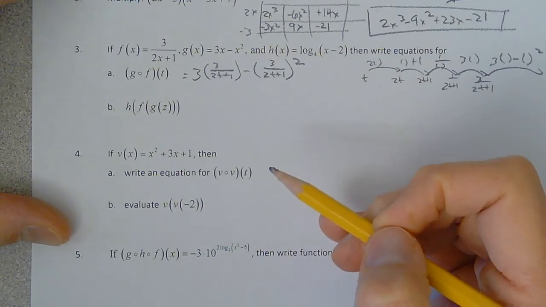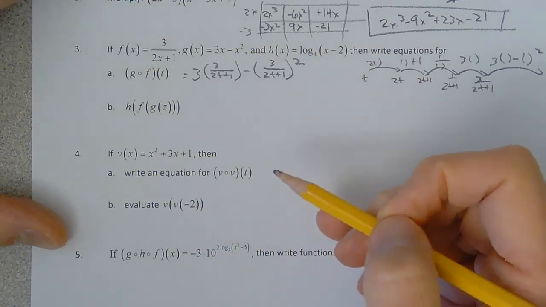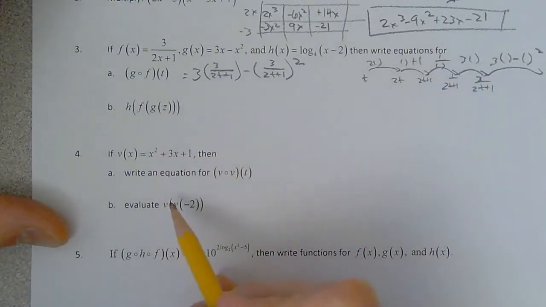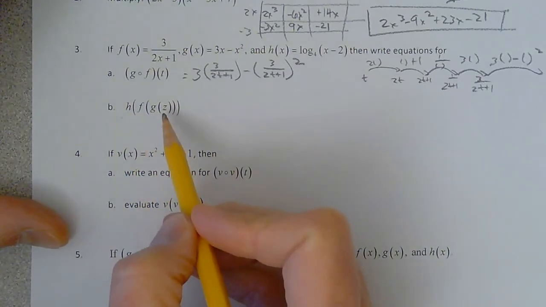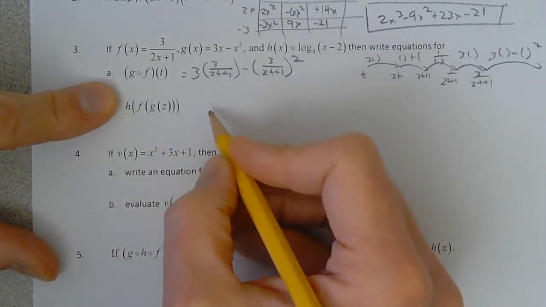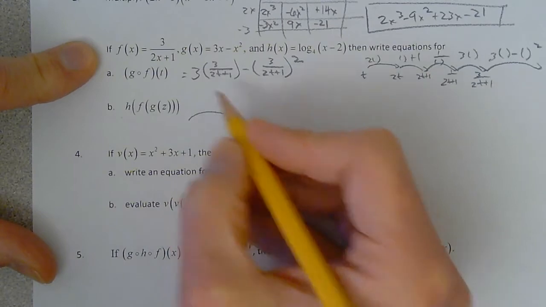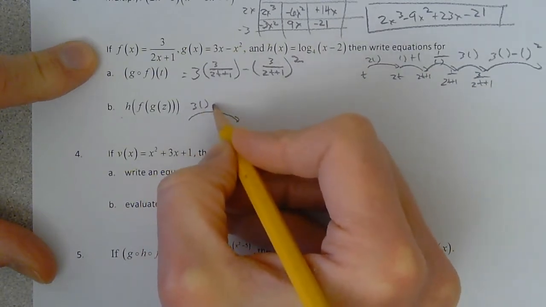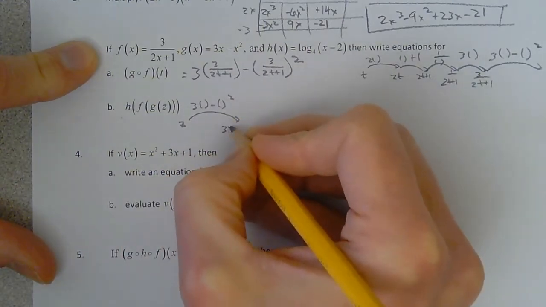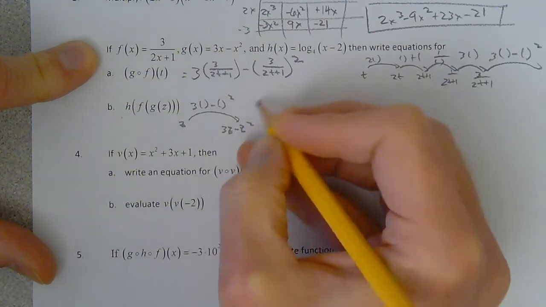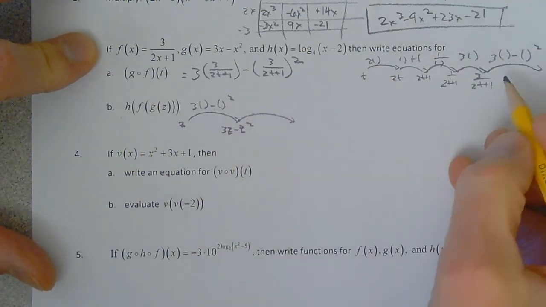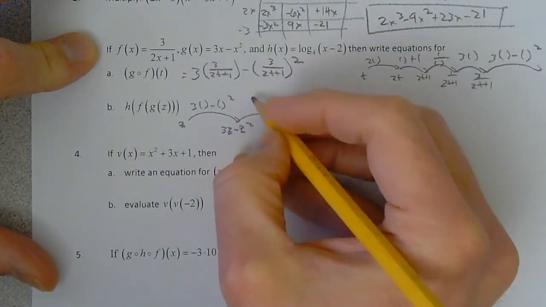Our next one is h of f of g of z. So the g function in this case is going to come first. The g function looked like do 3 times whatever and subtract that squared, and we're going to load a z in. So this will give me a 3z minus z squared. That then is going to go into the function f. That was my other string of arrows there.